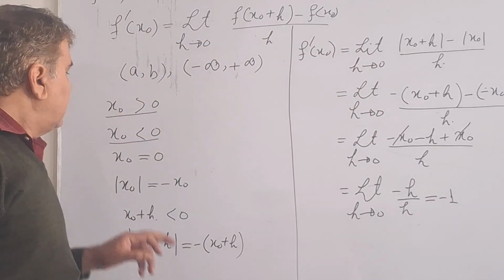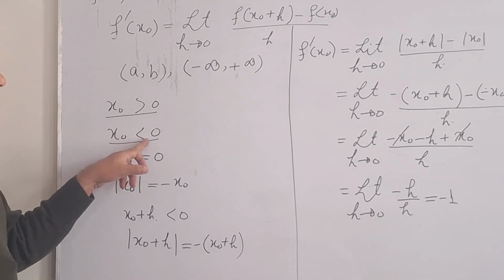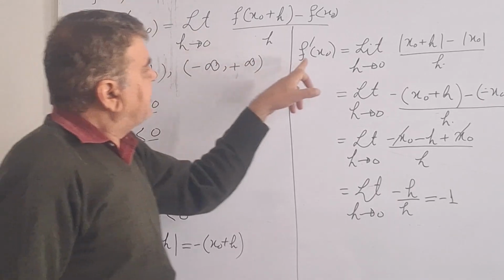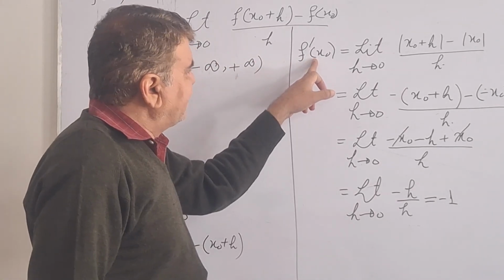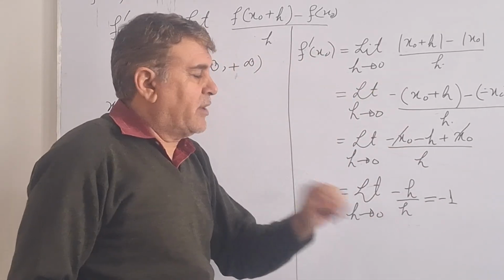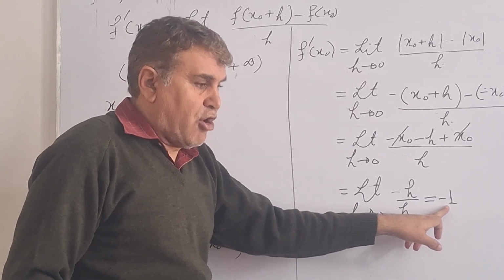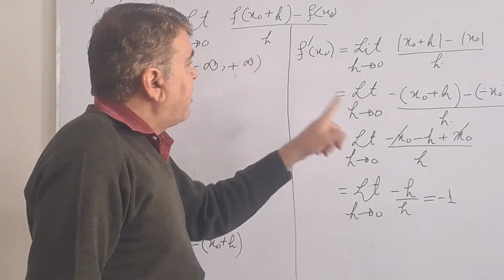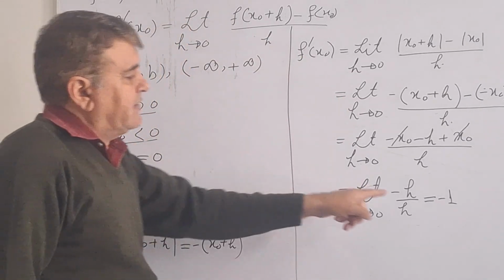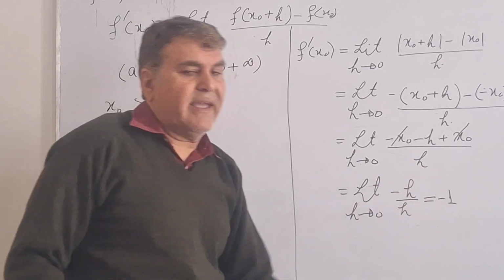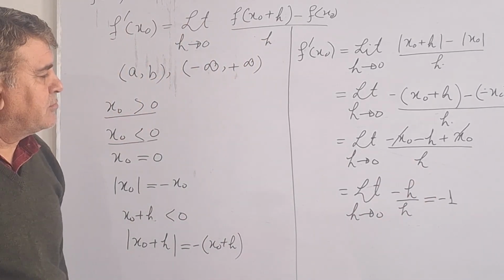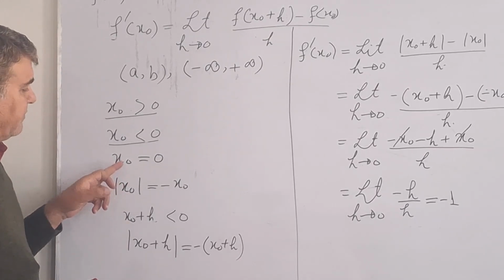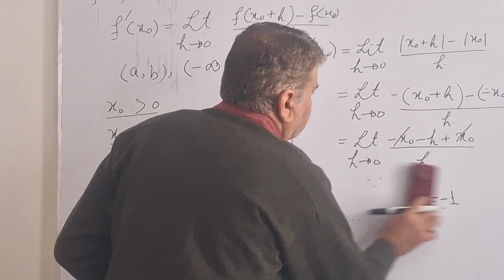So again, for x naught less than 0, the derivative of the function f of x exists, that is f prime of x naught exists, and that is equal to minus 1. Again, this is a constant. It means the derivative of absolute value of x for x naught less than 0 is a constant, however with a negative sign. Now next we want to evaluate this for x naught equal to 0.